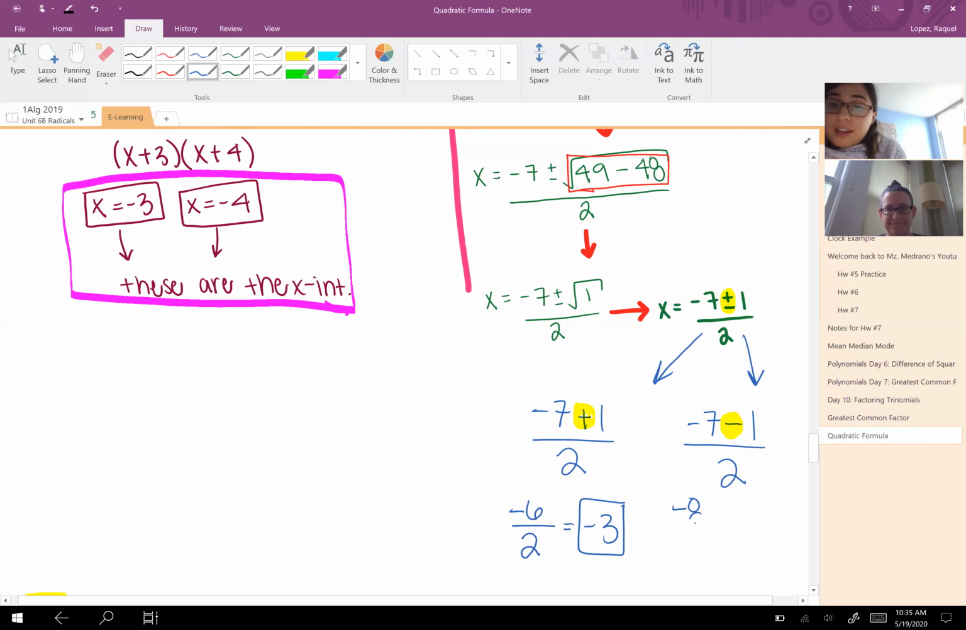Okay. Now let's look at the next one. -7 minus 1, that's going to get me -8, divided by 2. Negative 8 divided by 2 is negative 4. Those are the same solutions that we got before.